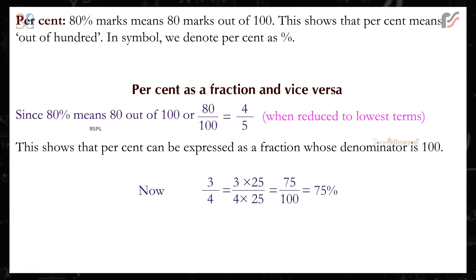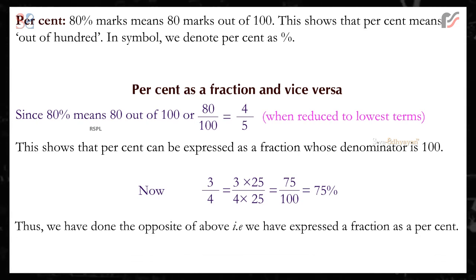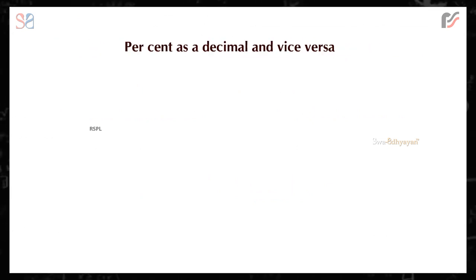Now, 3 upon 4 is equal to 3 into 25 upon 4 into 25. This is equal to 75 upon 100, which is equal to 75%. Thus, we have done the opposite of above. That is, we have expressed a fraction as a percent and vice versa.